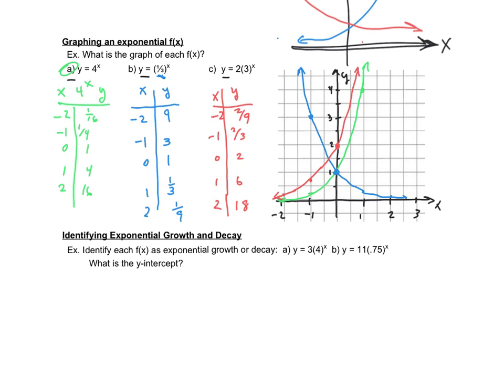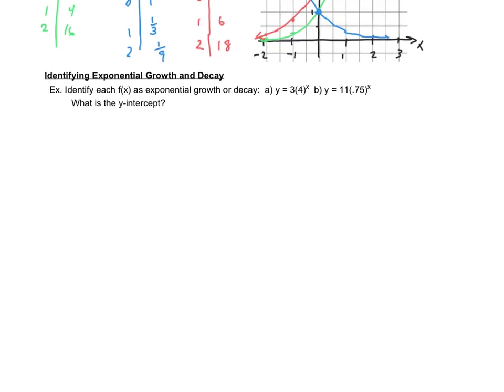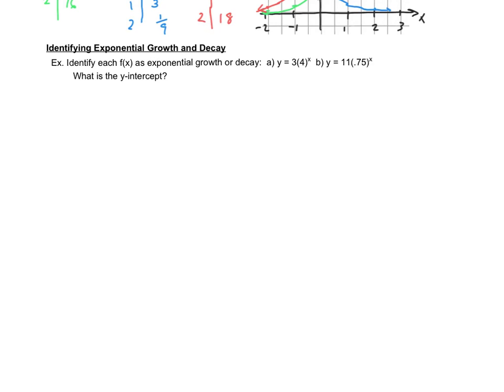So again, my b is greater than 1, so I have an exponential growth, and that's how those look. Let's see, next example, identifying exponential growth and decay. Of course, we've already said that exponential decay is when the b value is less than 1. So we have b equals 3/4. So I know then that that is going to be a decay.